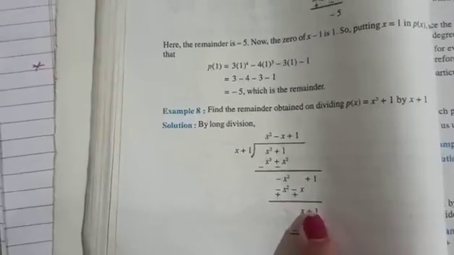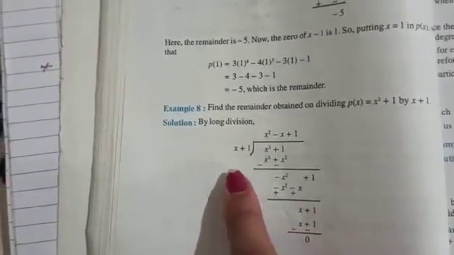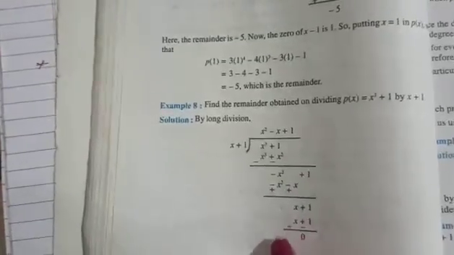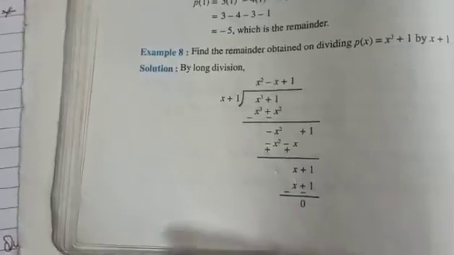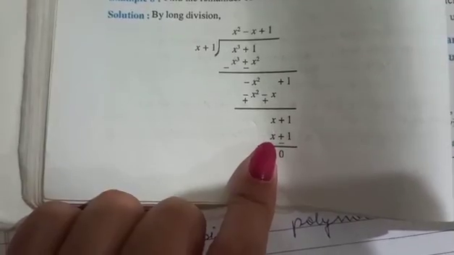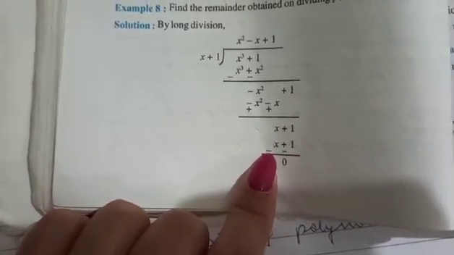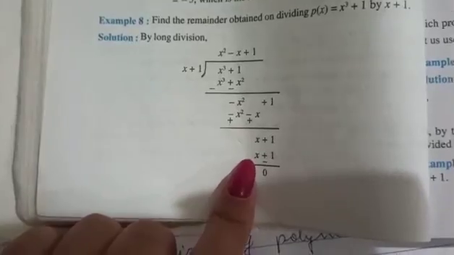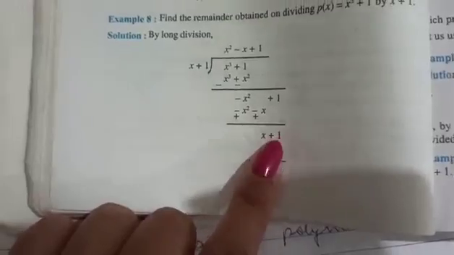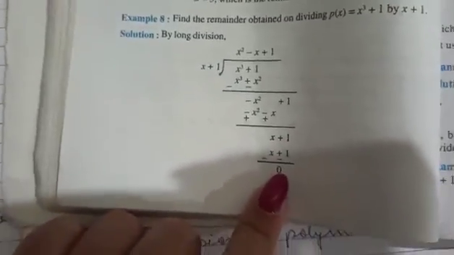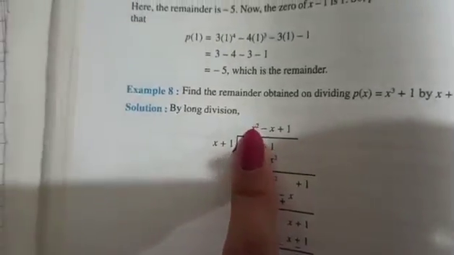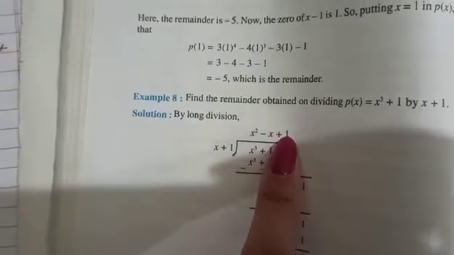Our new dividend was x plus 1, and after multiplying this divisor with plus 1, we have got x plus 1. Now change the sign, because we have to change the sign to cancel out. This was plus and this is also plus, so to cancel it, we have to change it to minus. So it will become minus x and minus 1. Now plus x minus x is 0, and plus 1 minus 1 is also 0. So the remainder we have got here is 0, and the quotient is x square minus x plus 1.